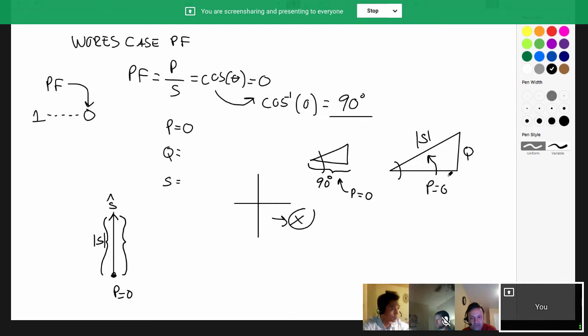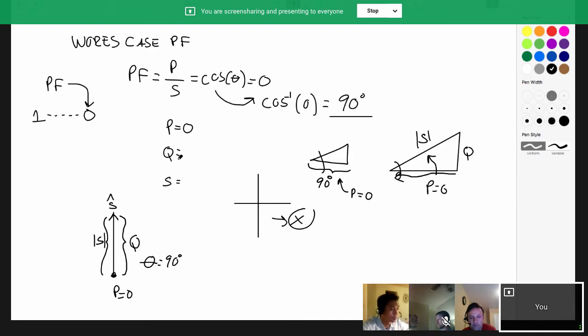P equals 0, so our P value is shrinking all the way to here, and it's pretty much bringing with it Q, right? Q is going to increase until it equals S. So wouldn't the magnitude of our apparent power have to equal Q in order to get a straight line with an angle of 90 degrees?